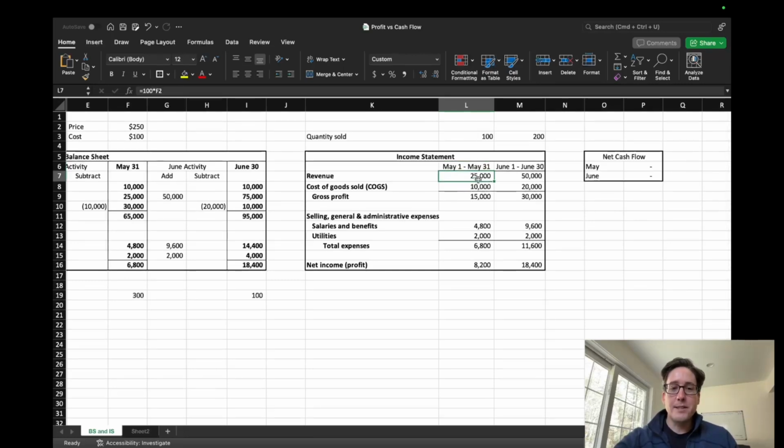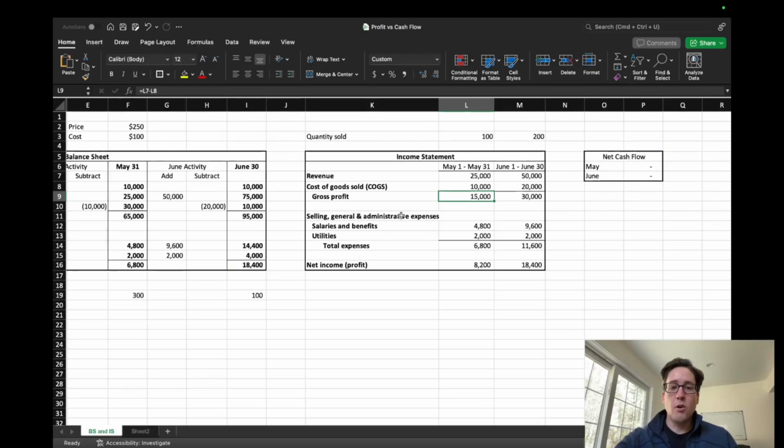First month in business is May, and hey, pretty solid month. Sold 100 bikes. That's what this formula is doing. It's just doing 100 times the price of my bike. So 25 grand in revenue. Cost of goods sold, that's what the bikes cost me. I have some outside manufacturer make them for me. I sold 100 bikes, and it cost me 100 bucks, so 10,000. That brings you to gross profit. So that's my direct profit from the sale of bikes. Revenue minus the cost of the bikes.